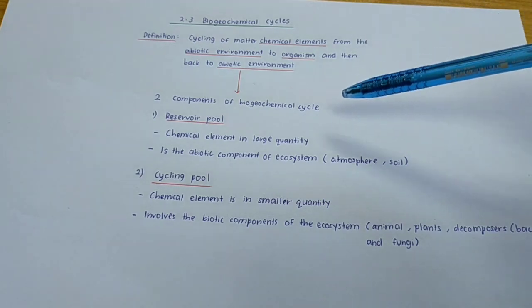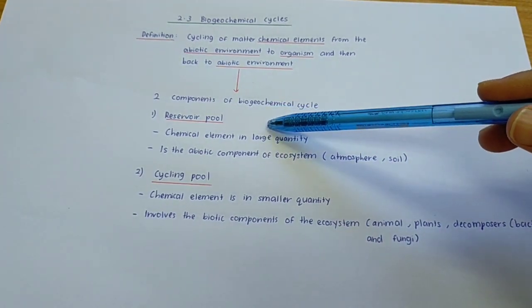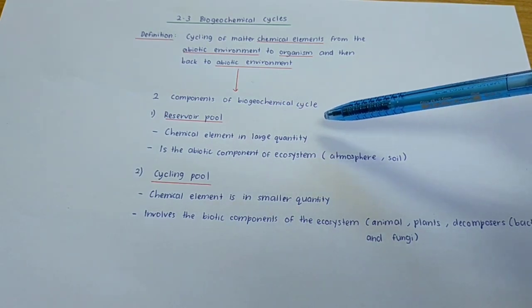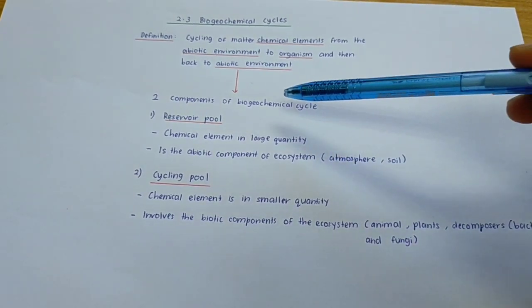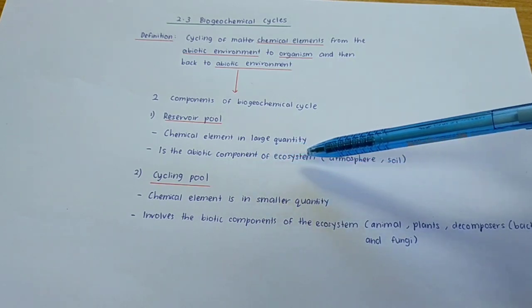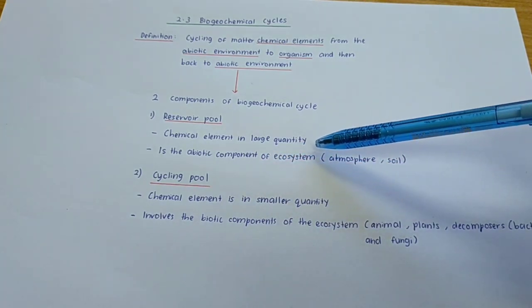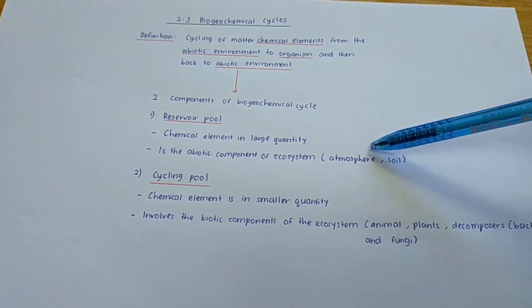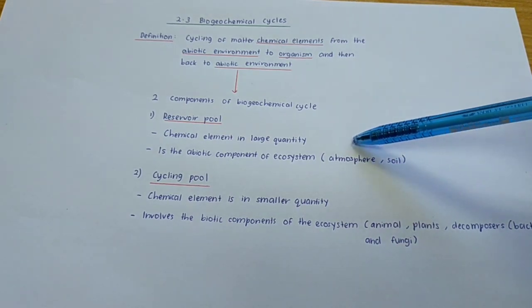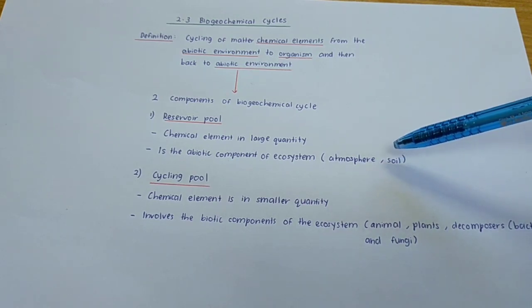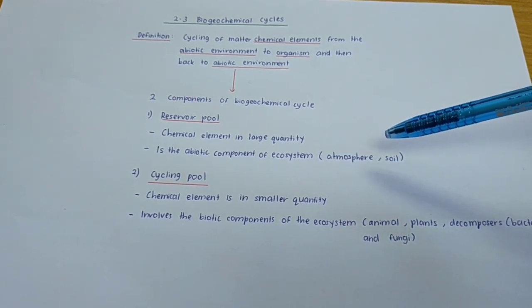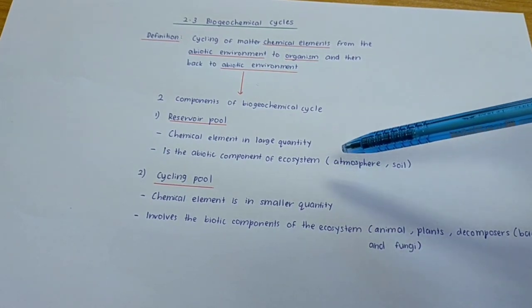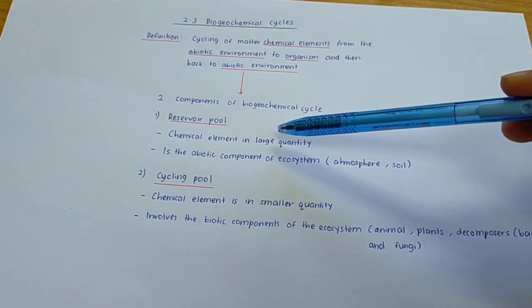In the biogeochemical cycle, there are two components. The first one we call the reservoir pool. So what is the reservoir pool? In this pool, the chemical element is in large quantity, because the reservoir pool is actually the abiotic components of the ecosystem. What are examples of abiotic components? Atmosphere and also soil. In the atmosphere and soil, there are large numbers of chemical elements. For example, in the atmosphere, we have carbon dioxide gas and nitrogen gas. So the reservoir pool refers to the abiotic components of the ecosystem, and that's why in this pool the chemical element is in large quantity.